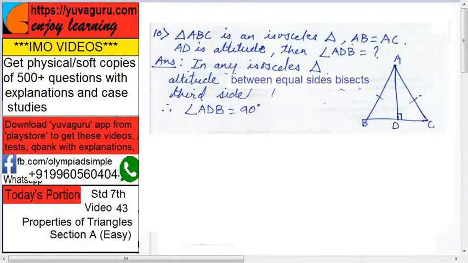Let's start. Triangle ABC is an isosceles triangle. Now isosceles triangle means two things must click to us: two sides equal, and the base angles are equal. Now AB equals AC, given.